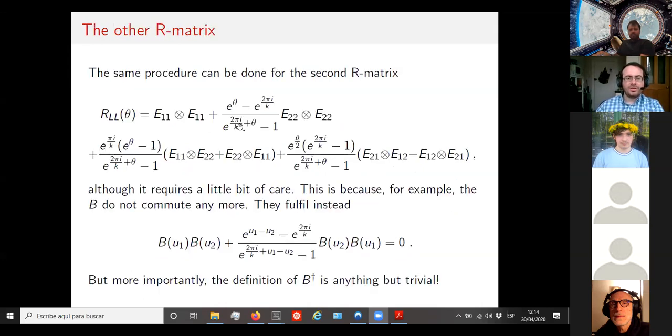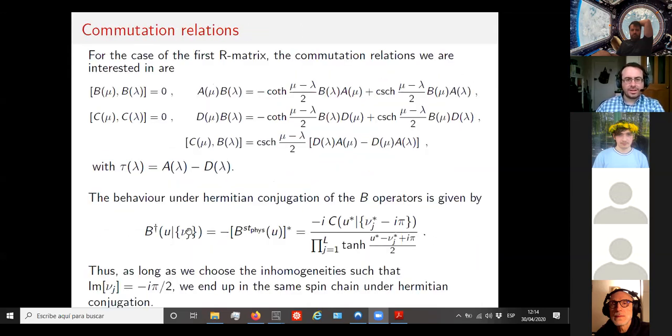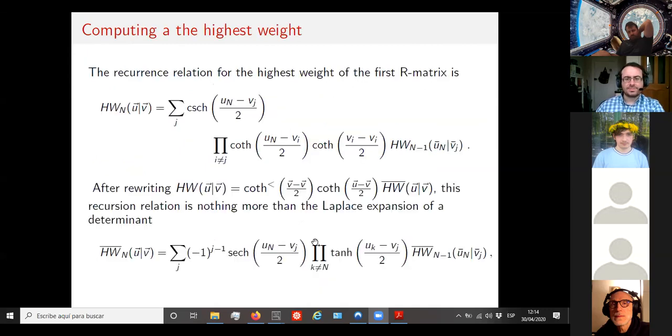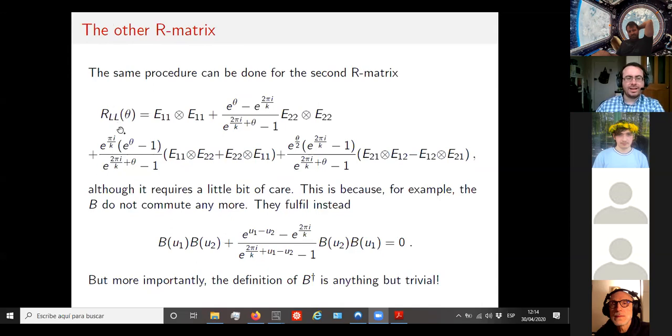And it can be done very similarly to the other R matrix. The thing is that this is more involved, particularly, for example, because the D operators do not commute anymore. They have this extra factor here. The problem is the definition of the B dagger is not trivial. We don't have, like before, that the B dagger is related to the C. This is because of what this L that I haven't said before means.